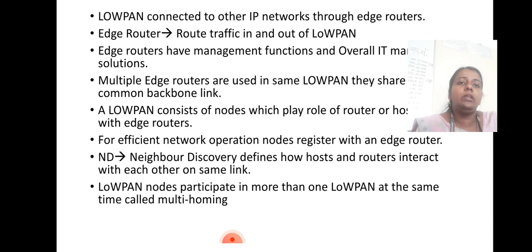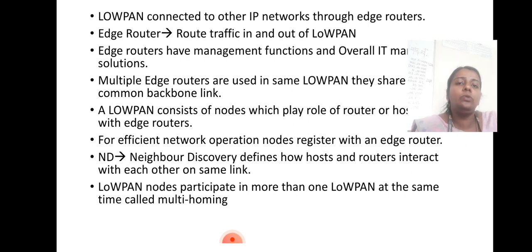LoWPANs are connected to other IP networks through edge routers. The edge router routes the traffic in and out of the LoWPAN, and it is also used for management functions, as an overall IT management solution. Multiple edge routers are used, and they will be sharing a common backbone link. A LoWPAN consists of nodes which play the role of router or host along with these edge routers.